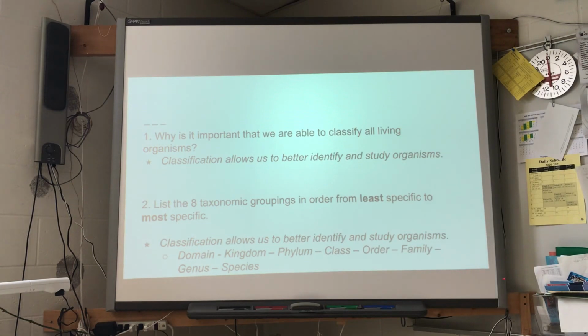Okay, so the 8 are, starting with domain, is the biggest category. So the most organisms are going to fit under domain. And as we start going down, we get more specific and we start differentiating between groups. So we start with domains, then we go kingdom, phylum, class, order, family, genus, species.